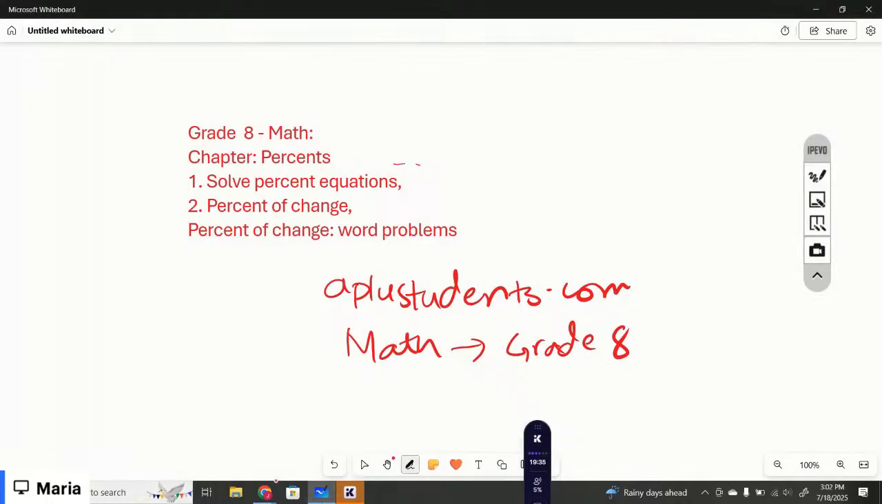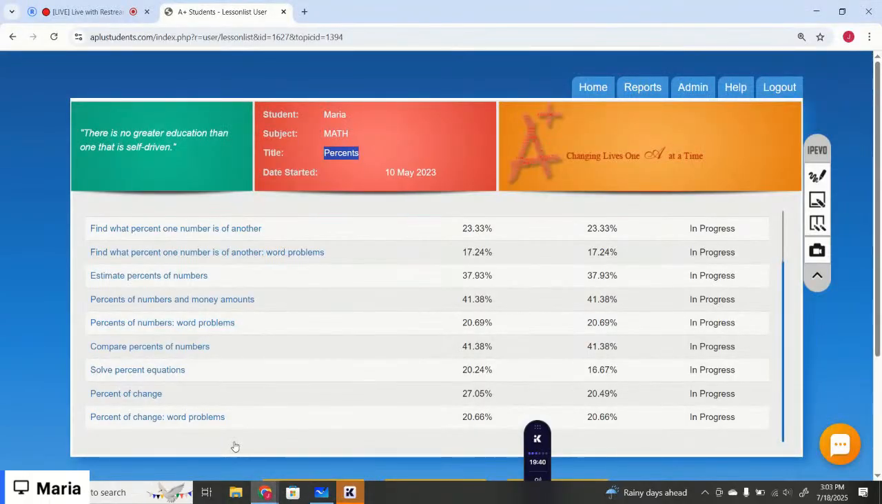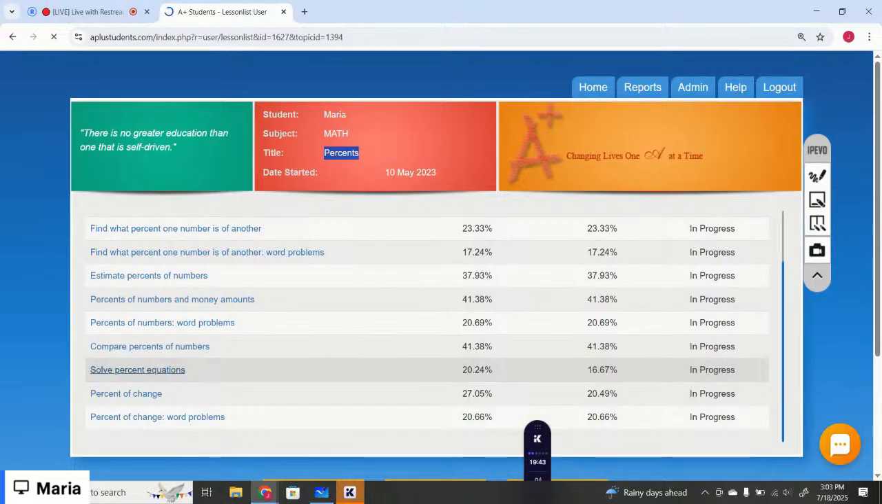So here I'm on grade 8 math, the chapter we are on, right? To start with the lesson, that is solve percent equations. So let's just start with the lesson.